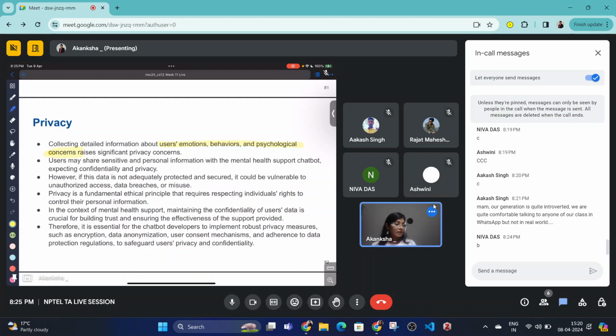then it will be a breach of privacy. Users may share sensitive and personal information with the mental health support chatbot, expecting confidentiality and privacy. However, if this data is not adequately protected and secured, it would be vulnerable to unauthorized access, data breach, or misuse. Privacy is a fundamental right, right? It is an ethical principle that requires respecting individuals' rights to control their personal information. So it is essential that as developers, we take measures such as encryption, data anonymization, user consent mechanisms, and adherence to data protection regulations. There are regulatory bodies as well, and legal implications as well. We should take care of these things to safeguard our users' privacy and confidentiality.